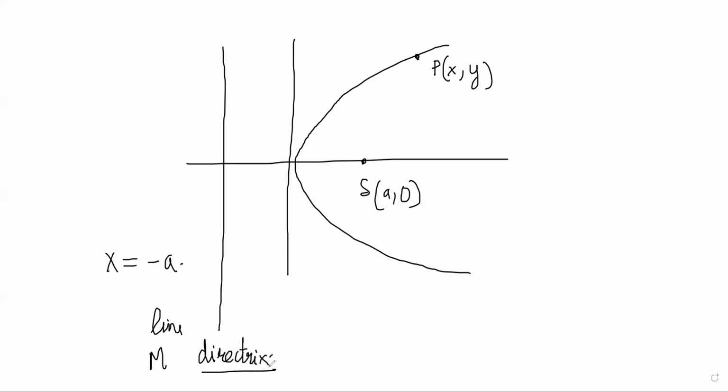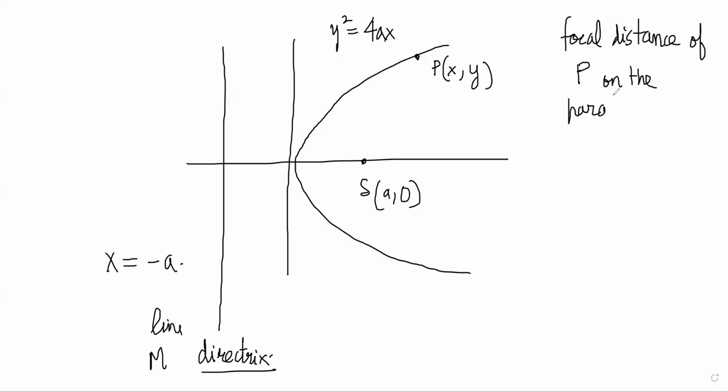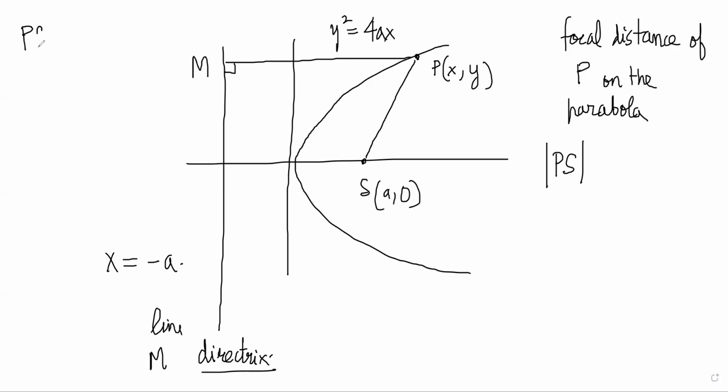So we can deduce one thing. What is the focal distance of a point P? The curve equation is y squared is equal to 4ax, and P is on the parabola. What do I mean by focal distance? The distance of this point P from the focus. That is focal distance. Notice that this is equal to PS. We need the distance PS, right? But according to the definition of the parabola, it should be equal to the perpendicular PM, because the parabola satisfies PS is equal to PM, right? So this PS should be equal to this distance PM, right?